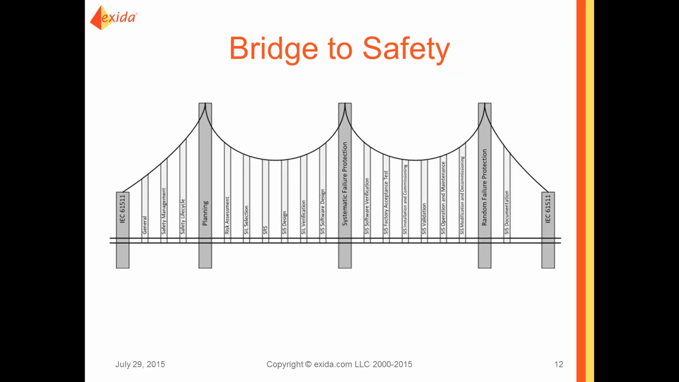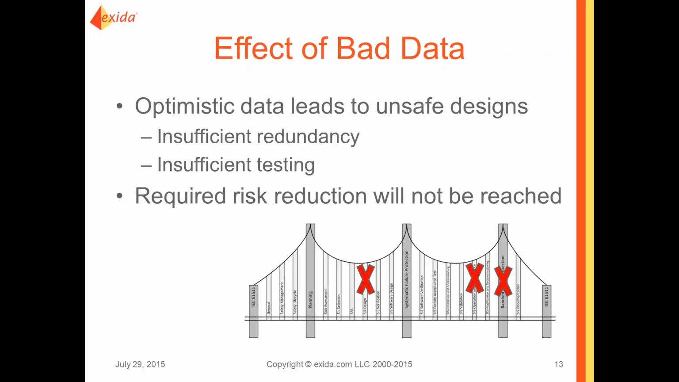If we look at what the standards are trying to do, through the process and techniques, they're trying to build what we call a bridge to safety. You've got the main piers here, which are functional safety planning, systematic failure protection, and random failure protection, and you've got all these cables with the individual steps of the safety life cycle. When we use unrealistic data in an analysis, it leads to unsafe designs because it will drive insufficient redundancy or insufficient testing. At the end of the day, the required risk reduction for the plant is not reached because not all the steps in the safety life cycle have been executed in a reasonable way.